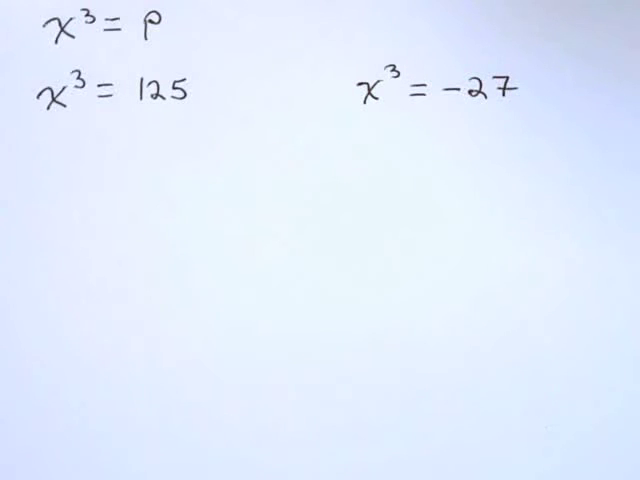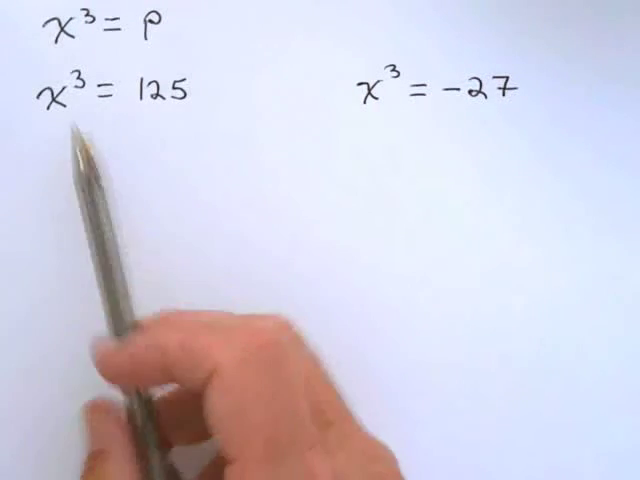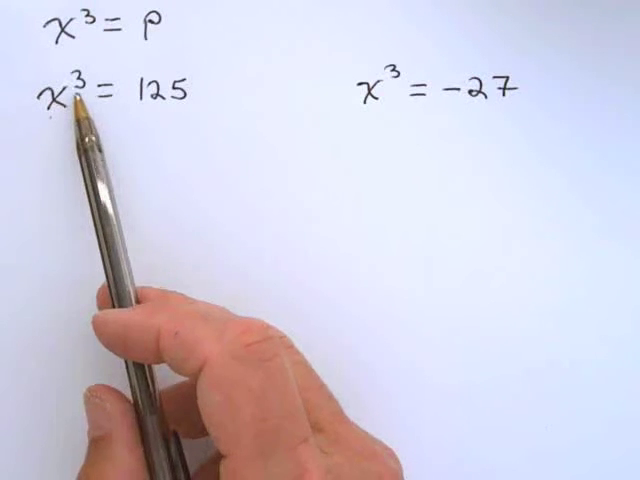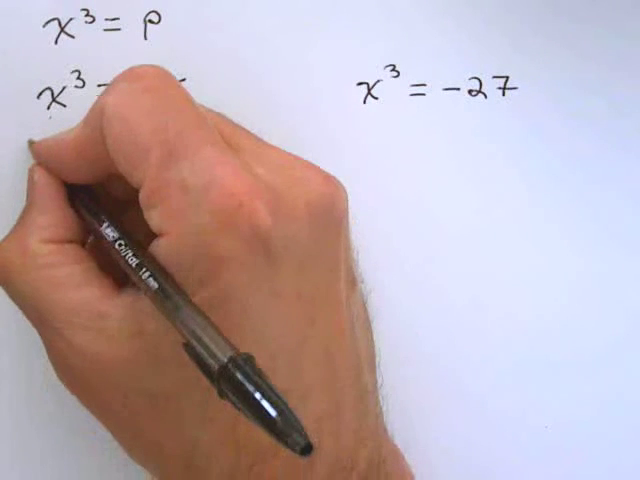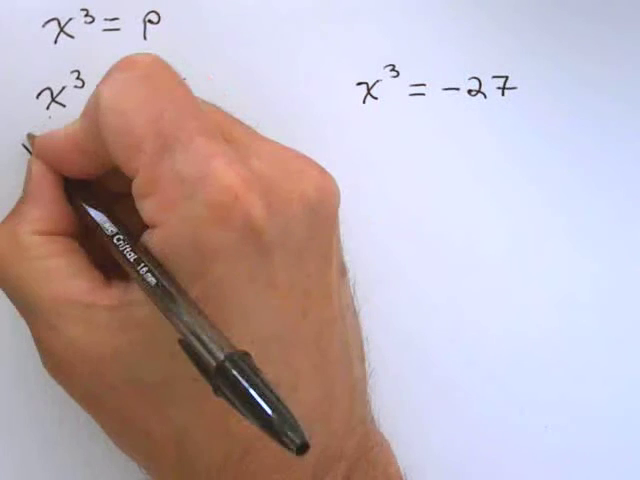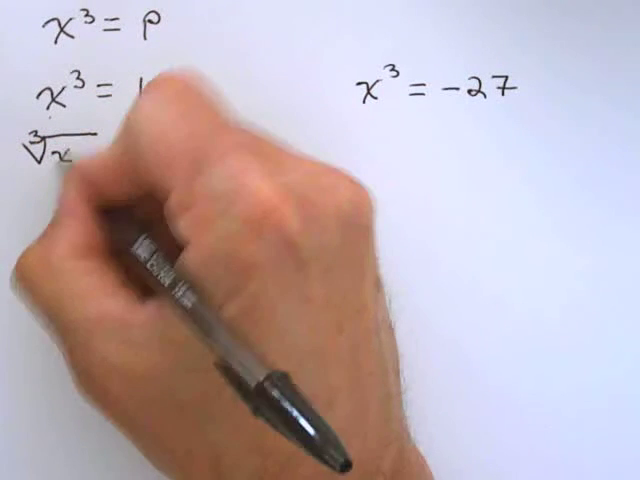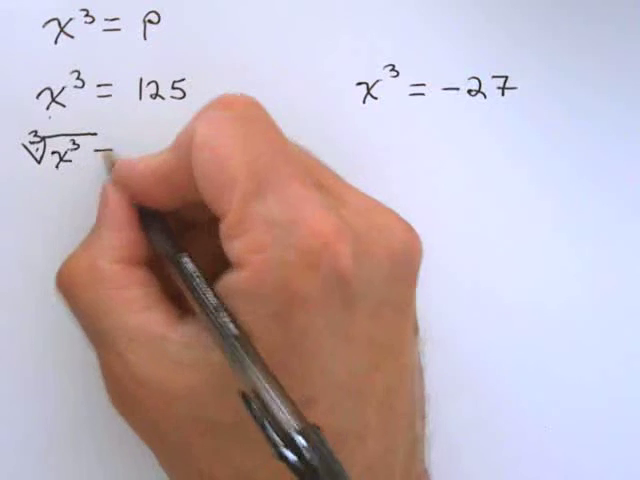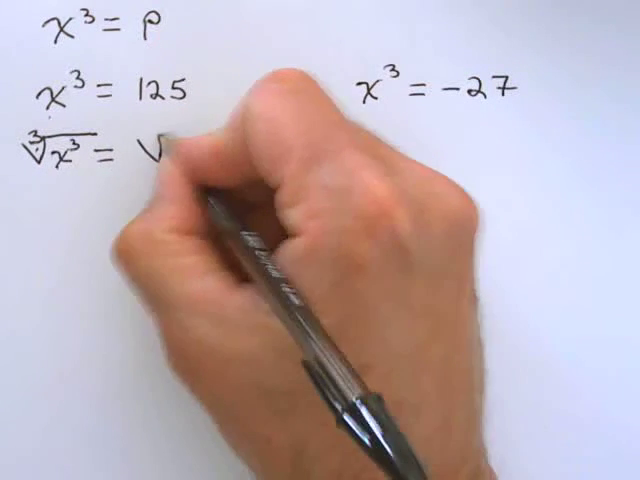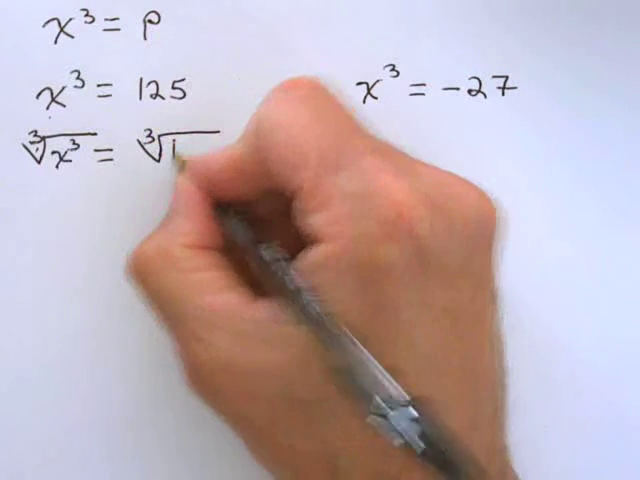Well, let's see. I'm looking for some number x to the third power, which equals 125. And most of you probably already know what that number is, and if you don't, you will shortly. So I'm going to take what's known as the cube root of x to the third power. I use the same symbol as a square root, a radical symbol, except I put a little 3 here. The reason I put a 3 in the symbol is to indicate that I'm looking for the cube root and not the square root. And I'm going to do the same thing here.